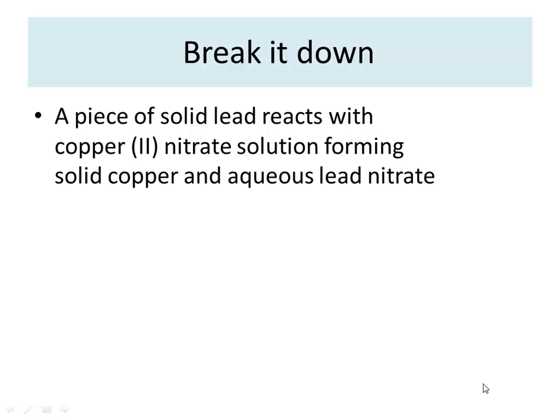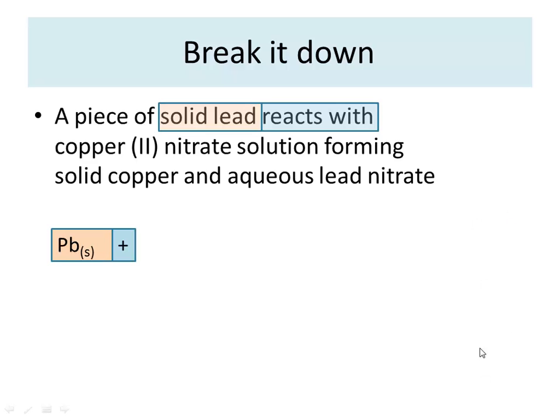Okay. So we have a solid piece of lead reacting with copper 2 nitrate solution, forming solid copper and aqueous lead nitrate. Look up here, guys. Okay. So a piece of solid lead. How we say that is the symbol for lead is Pb, and to indicate it's a solid, we put the S in parentheses as a subscript.